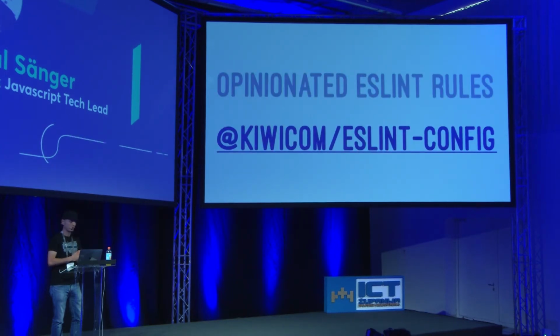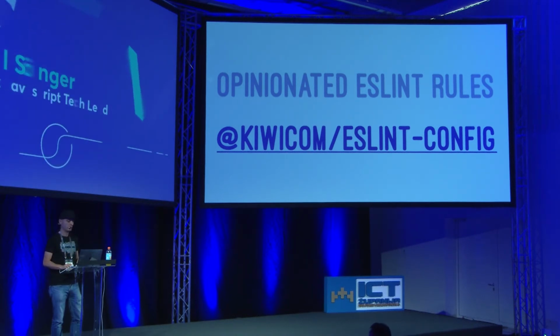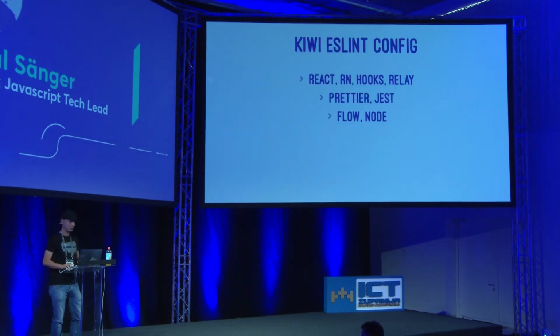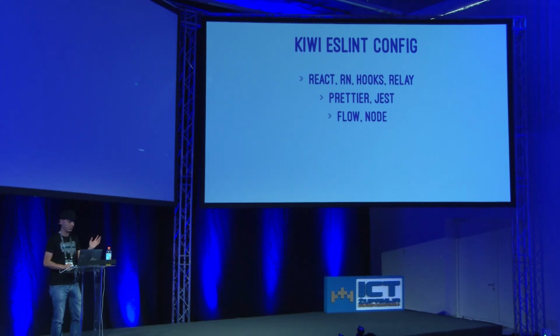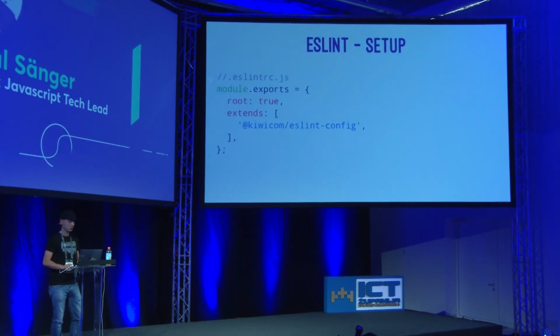So when you check our open source projects, you will probably notice that we keep them in a consistent shape with our ESLint config. Our ESLint config basically follows the tech stack we are using, so it has a lot of rules for React, React Native, Prettier, Flow, and also Node. Using it is also very trivial.